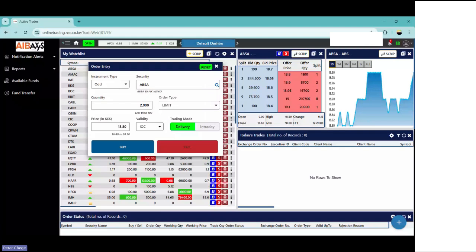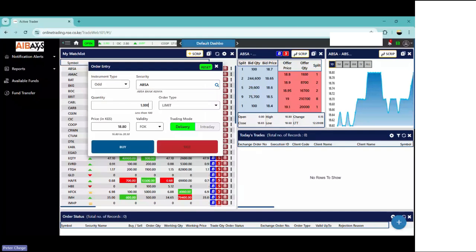The other one is FOK, fill or kill. This means when I submit this order, the market should fill my order completely, 2,000, or it should cancel my order. Kill means you cancel. So fill or kill: immediately buy the 2,000 without waiting at that price, or cancel my order. That can apply. Let's say here I want to buy 1,000. As you can see, there is an execution that has gone in and reduced the quantity to 1,100.